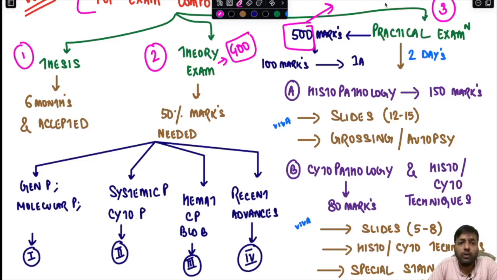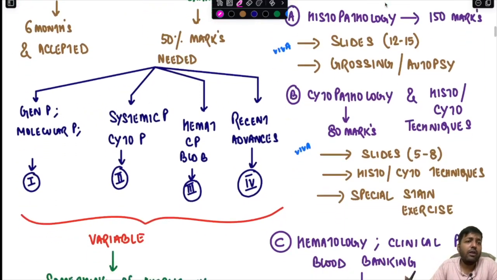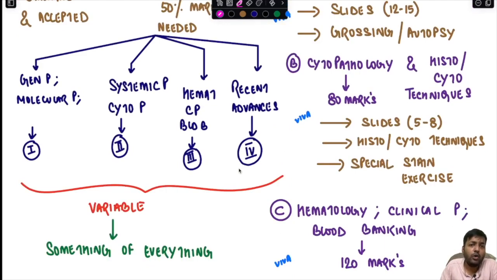Second part is your theory exam. As I told you, you have to pass separately in your theory and practical, and the passing mark is 50%. In the theory, there are 4 papers. Okay, paper 1, 2, 3 and 4.